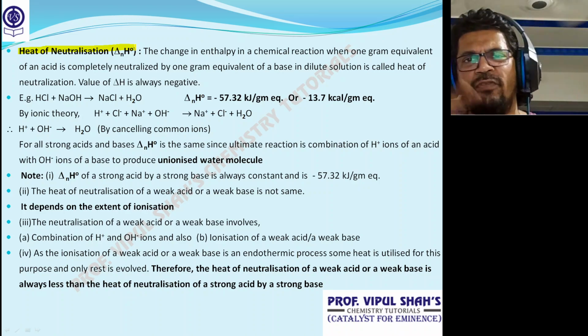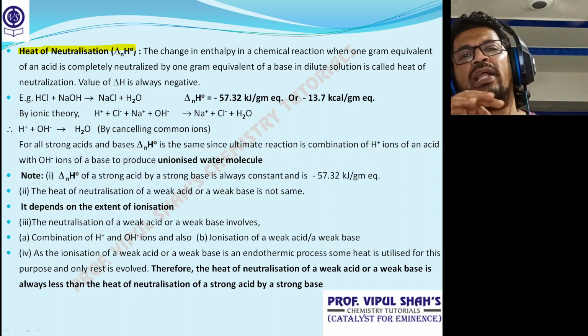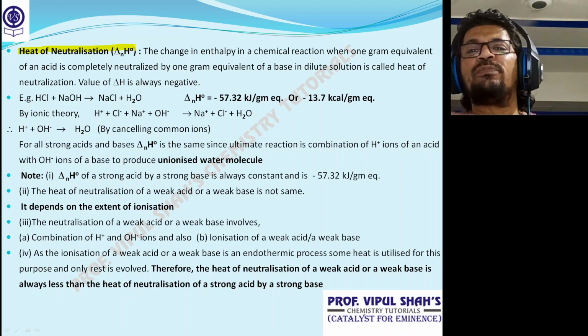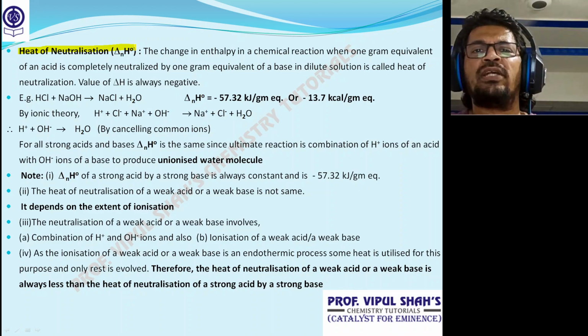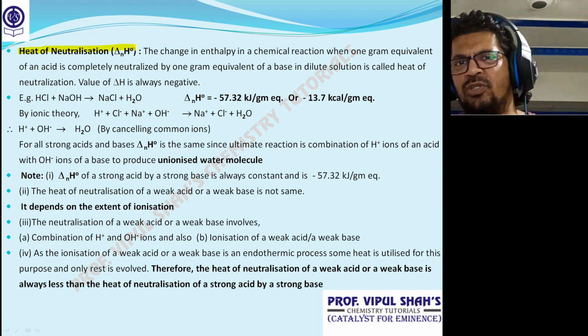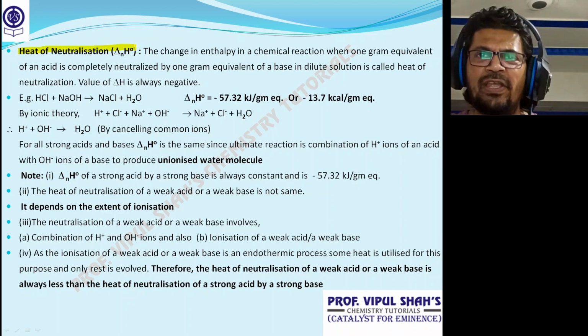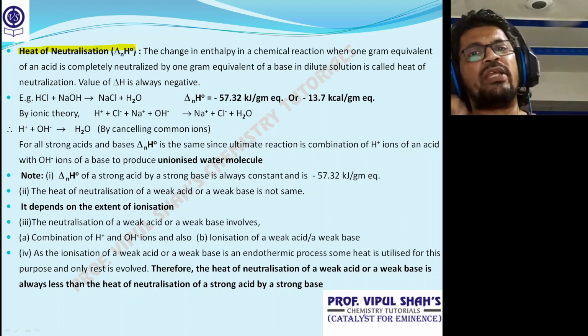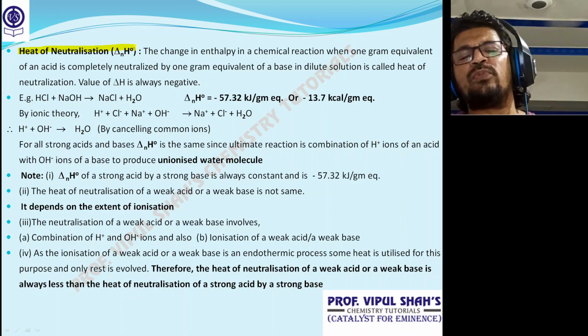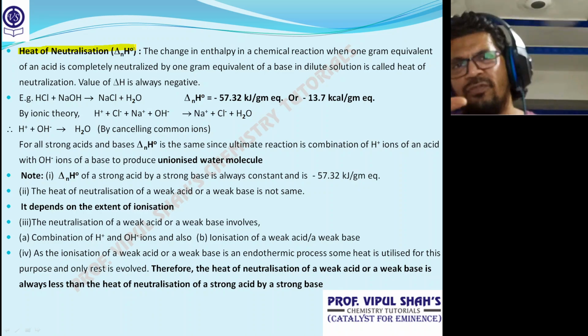When you mix strong acid with weak base, strong base with weak acid, or weak acid with weak base, the enthalpy of neutralization will always be less than 57.32. Why? Because in this category, with a strong acid and weak base you have a weak base, with a strong base and weak acid you have a weak acid, and with weak acid and weak base both are weak. All weak acids and weak bases we have done in ionic equilibrium. They ionize to an extent of 5%.